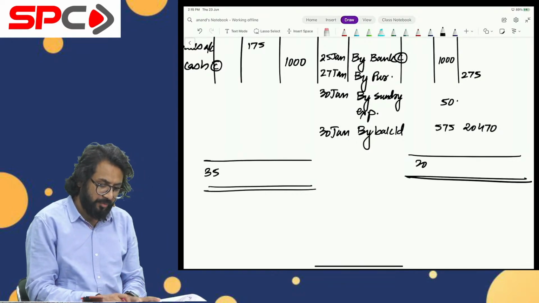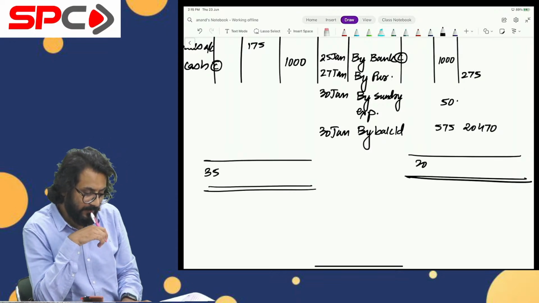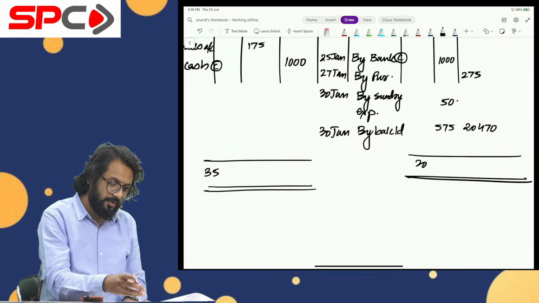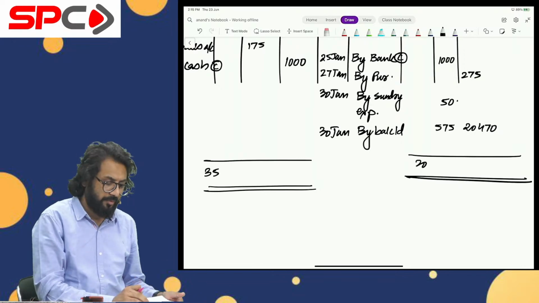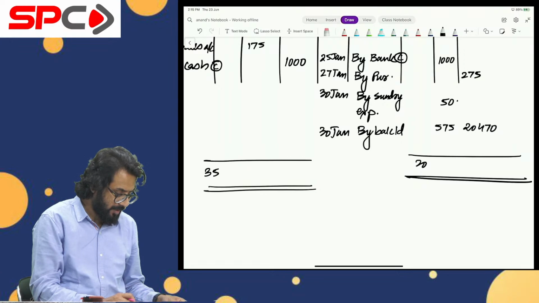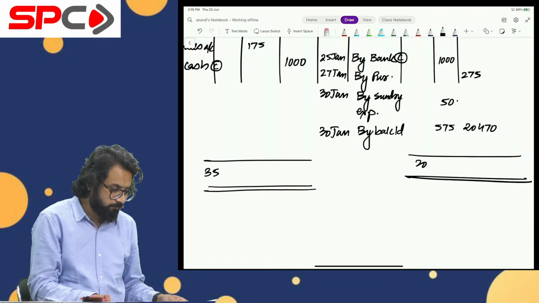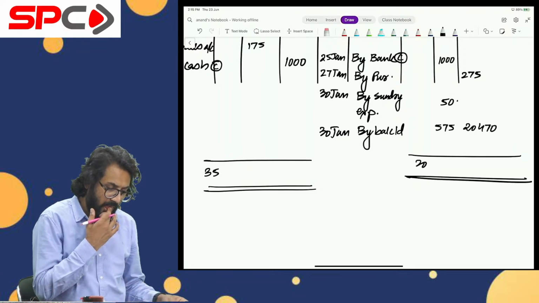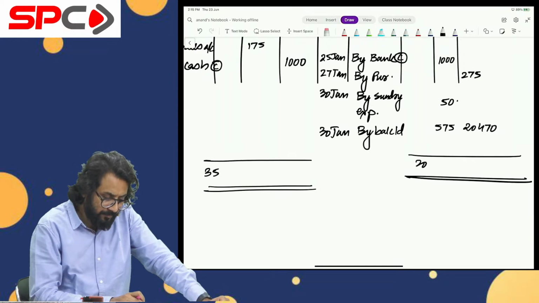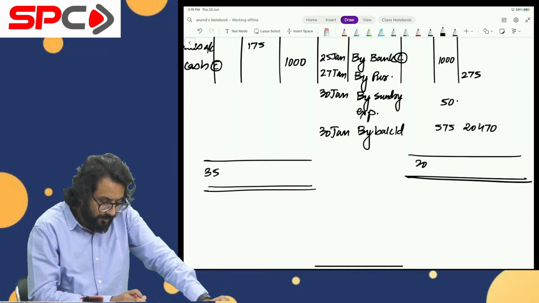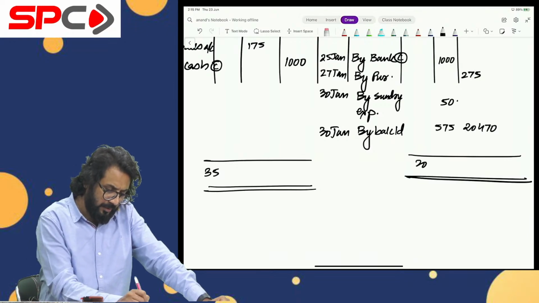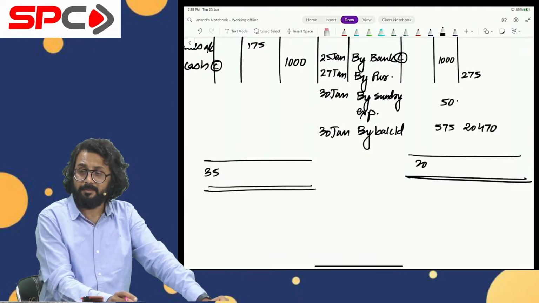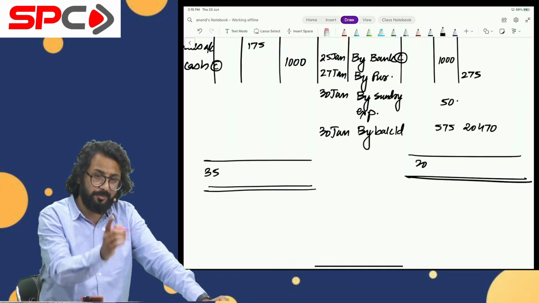Question number 24. It was asked in RTP May 20. Question number 24. Question number 1, RTP May 21, additional question. Additional question is on page number 31.